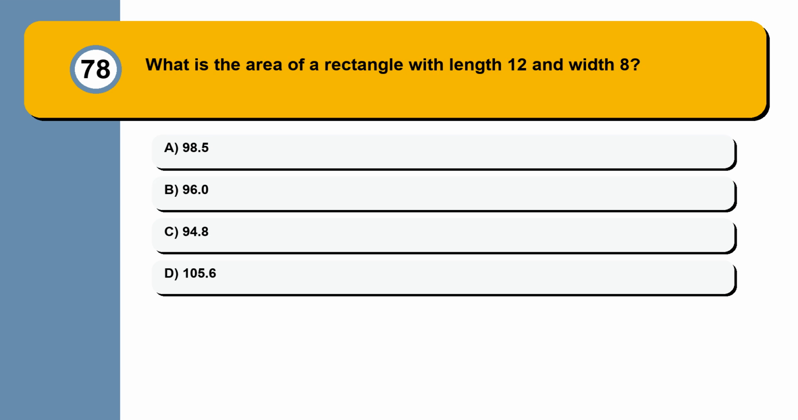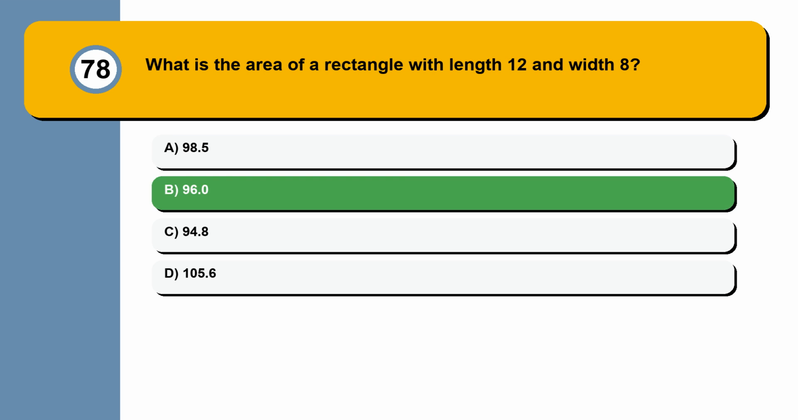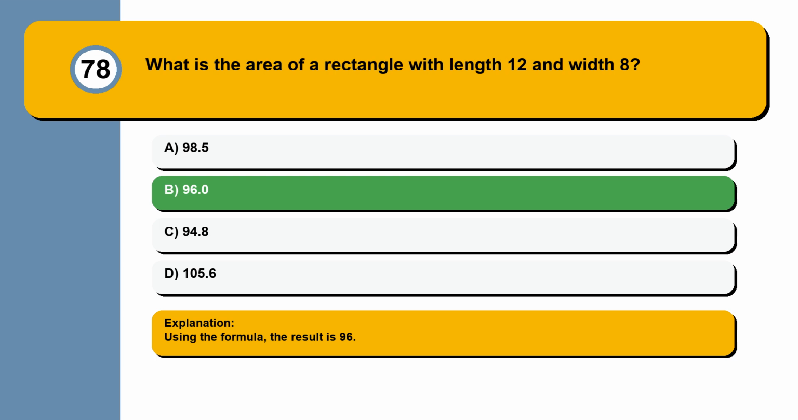Question 78. What is the area of a rectangle with length 12 and width 8? 98.5, 96.0, 94.8, 105.6. Using the formula, the result is 96.